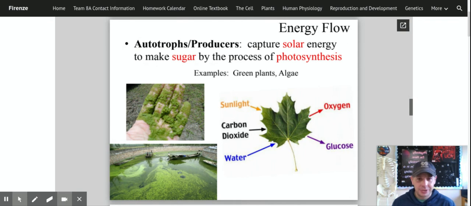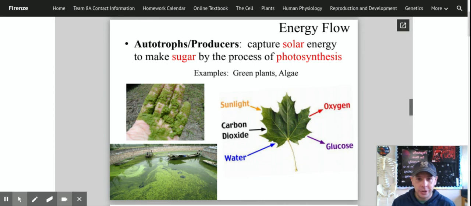These are all your green plants. These are all your algae, the green scum that you find in fish tanks and lakes, as you can see here. So autotrophs or producers are the organisms that allow the energy from the sun to become usable for us. That's really important. We would not be here without our autotrophs and without our producers taking the energy from the sun and turning it into sugar for us. Very important part of the energy flow.